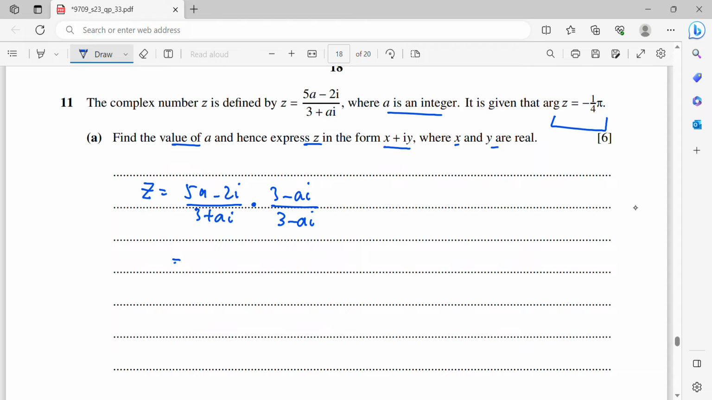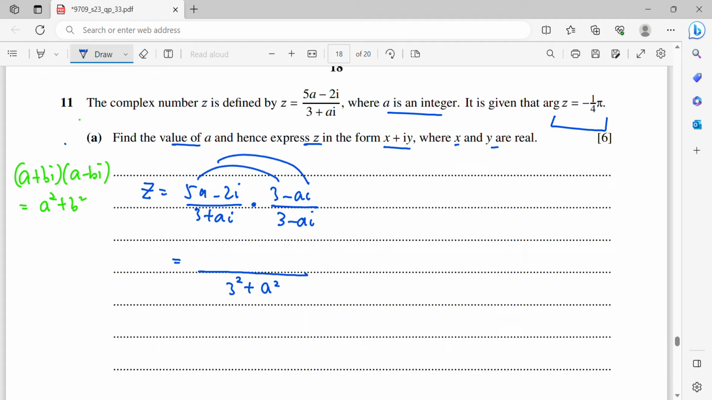So now we do the expansion. So for the denominator, if a complex number is multiplied by its conjugate, the multiplication is a squared plus b squared, which means it's the real part squared plus the imaginary part squared. So now my real part is 3. So I will write 3 squared. Imaginary part is a. So plus a squared.